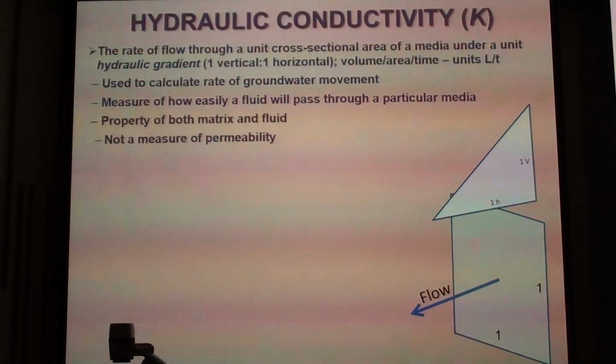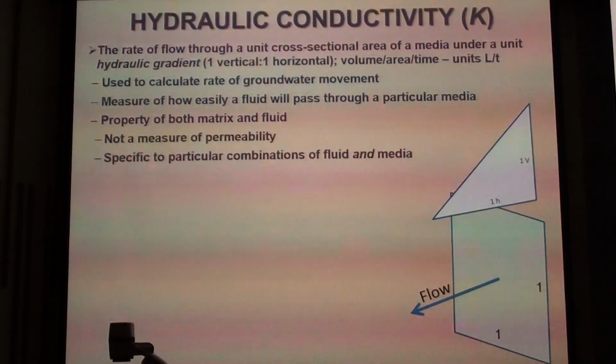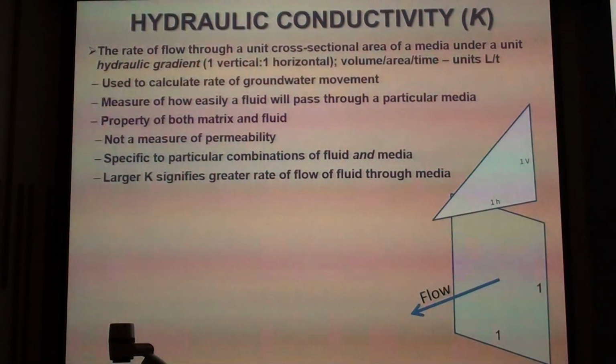It's not a measure of permeability, of how easily material will flow through. It just calculates, showing you the rate at which it does. And it's specific to particular combinations of fluid and media, as any of these values would be.